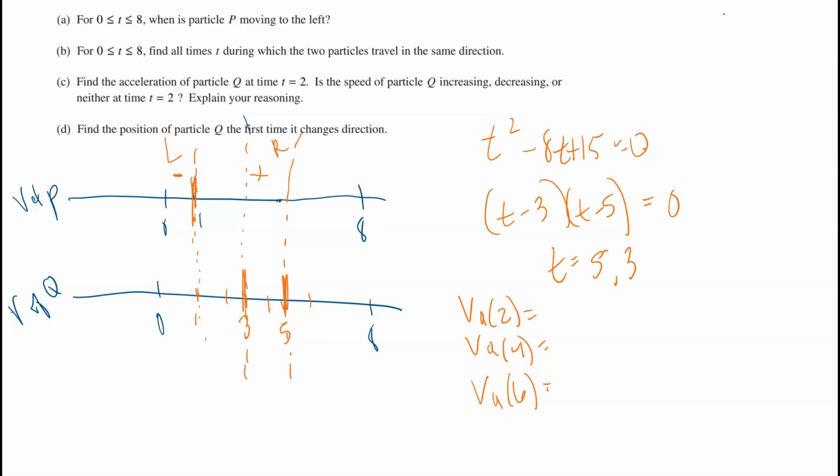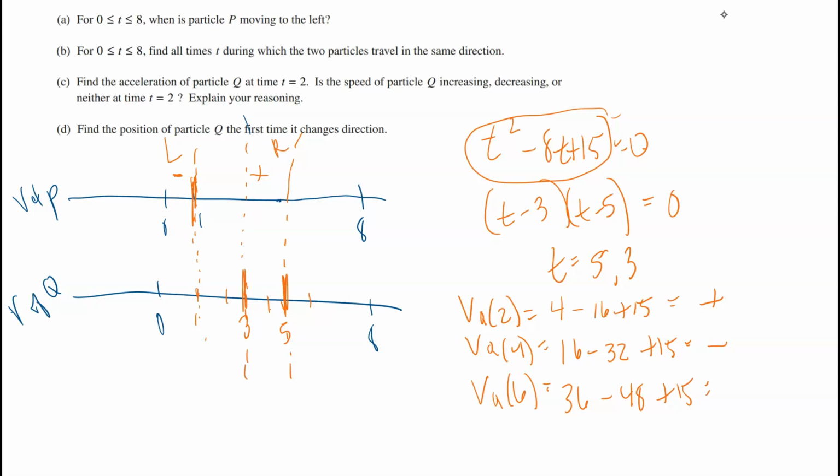All right, so at 2, if I plug that into this function right here, just some mental math, 2 squared, so it's 4 minus 16 plus 15. So that's going to end up being positive. At 4, I'm going to have 16 minus 4 times 8, that's 32, plus 15. What is that going to be? Ooh, that's negative 1. That's going to be negative. And then at 6, 36 minus 48 plus 15, that's going to be positive.